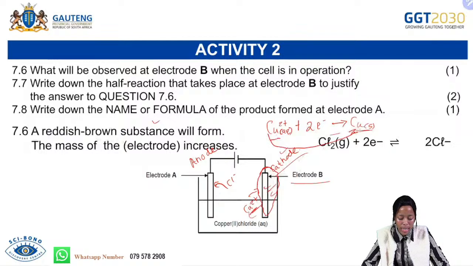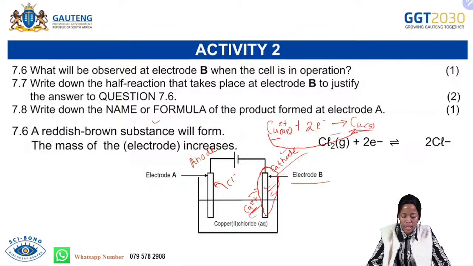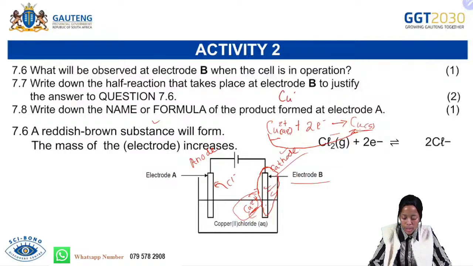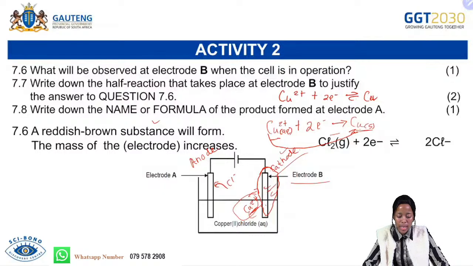7.7, it says write down the half reaction that takes place at electrode B to justify your answer. So again, with the half reaction, remember, where is it going to come from? We said because Cu2 plus is migrating to the cathode, it means that we are going to write the half reaction in terms of reduction. You will see that on your table 4B, you are going to get it with the two arrows there. So you now need to write the reduction half reaction.